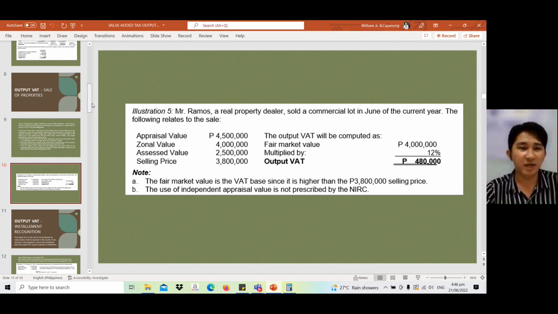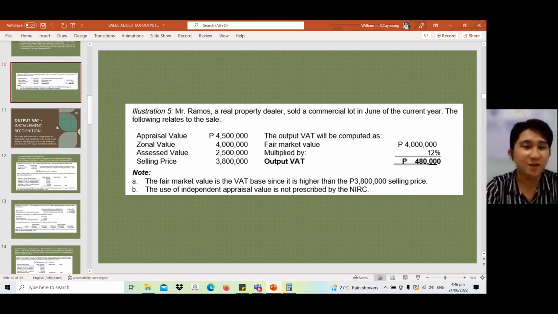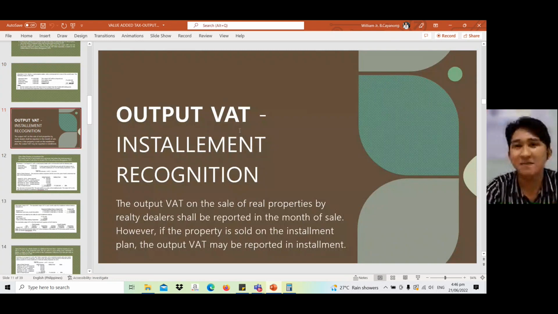Okay? So here, we have output VAT, which is installment recognition. There are times when we can recognize our output VAT on installment. To proceed, the output VAT on the sale of real properties by realty dealers shall be reported in the month of sale. However, if the property is sold on installment plan, the output VAT may be reported in installment. Especially when the selling price is really high or expensive. And that is on the part of the realty dealer.